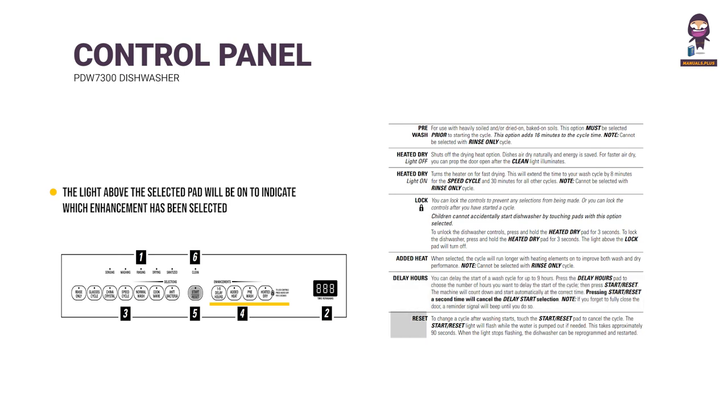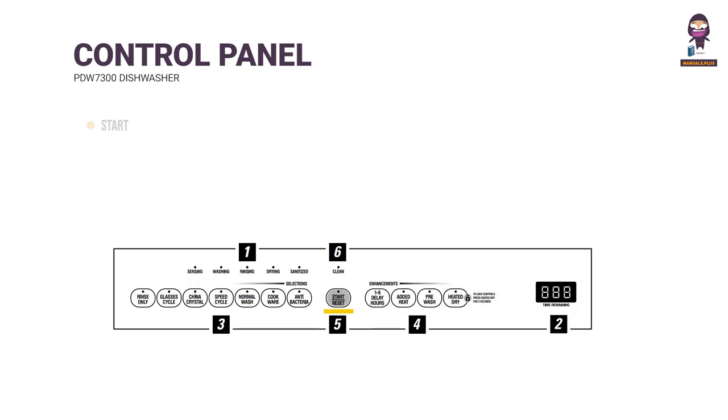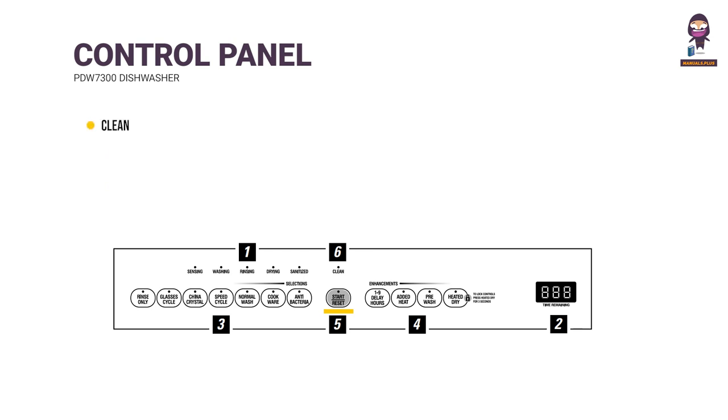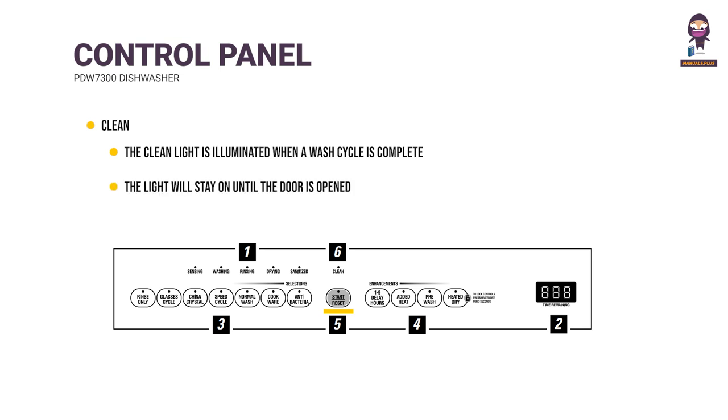Reset. To change a cycle after washing starts, touch the start/reset pad to cancel the cycle. The start/reset light will flash while the water is pumped out if needed. Start. Close the dishwasher door and select the cycle and desired enhancements. Touch the start/reset pad to begin the cycle. Clean. The clean light is illuminated when a wash cycle is complete. The light will stay on until the door is opened.